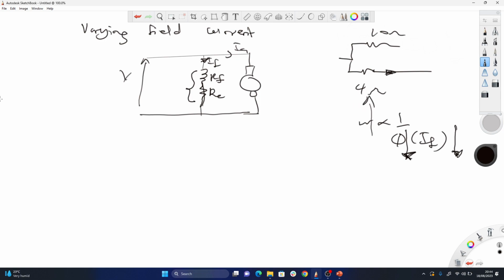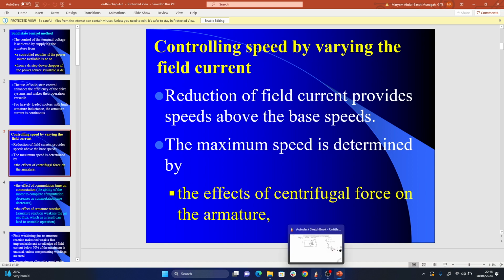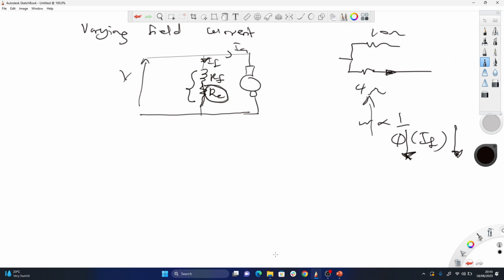So we add an external resistance. I think it's called the field regulator. You add a field regulator in series with the field winding, and that reduces the field current, and that reduces the flux, and hence that will cause the speed to increase. So take the time to read. There's a lot of reading to be done.